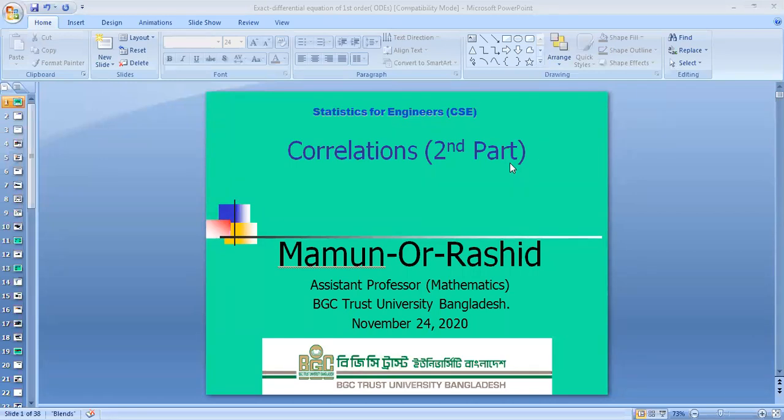Okay, this is the second part of correlations. In the previous class, we studied the overview of correlations in the first part. So today we'll start with another part of correlations. In this part, we have to understand the mathematical representation of correlations, and by using this, we will solve real life examples in correlations with different types of methods.